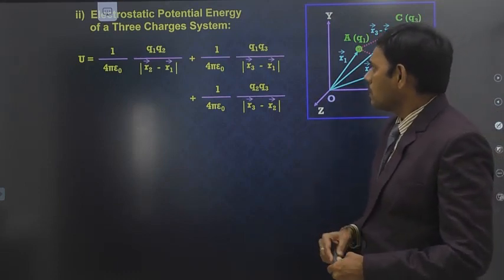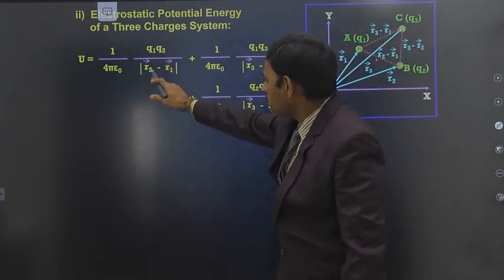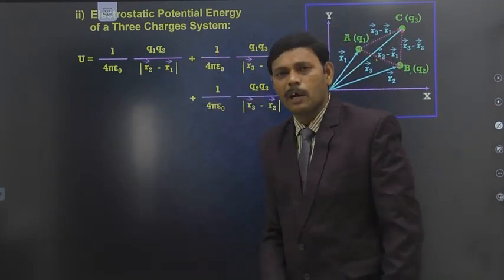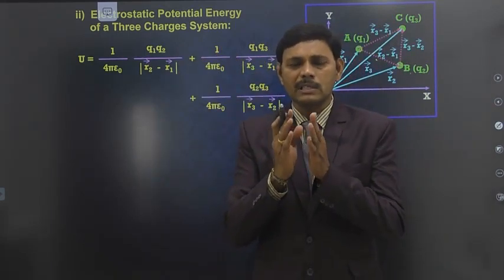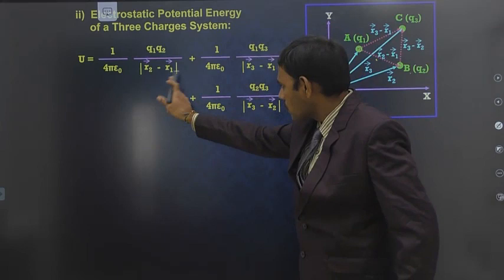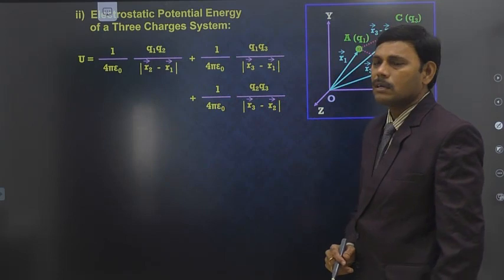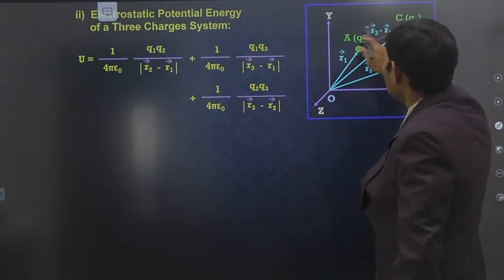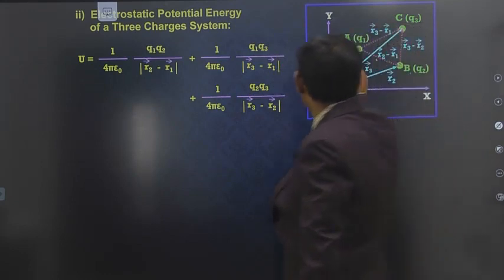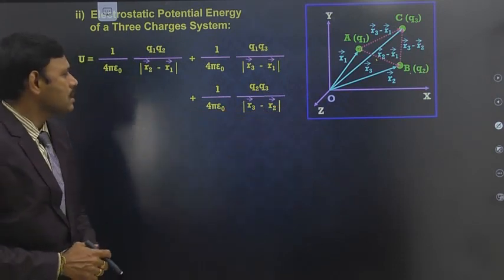Here for the first pair Q1 Q2, it becomes 1 by 4 pi epsilon naught Q1 Q2 by magnitude of R2 bar minus R1 bar. Of course, in numerical problems, we know the value in centimeters or meters between charges, and we use that value. In the expression we consider it like this. Between Q1 and Q3, 1 by 4 pi epsilon naught Q1 Q3 by magnitude of R3 bar minus R1 bar. As well as between Q2 and Q3, 1 by 4 pi epsilon naught Q2 Q3 by magnitude of R3 bar minus R2 bar.